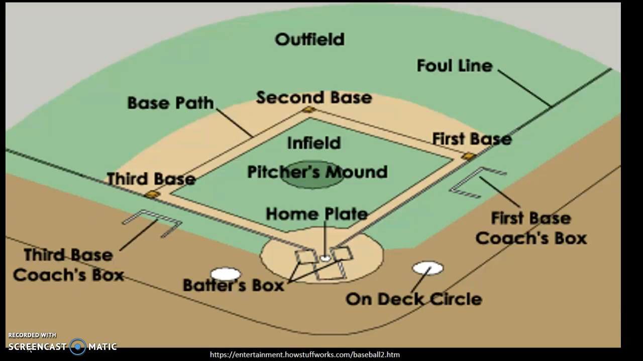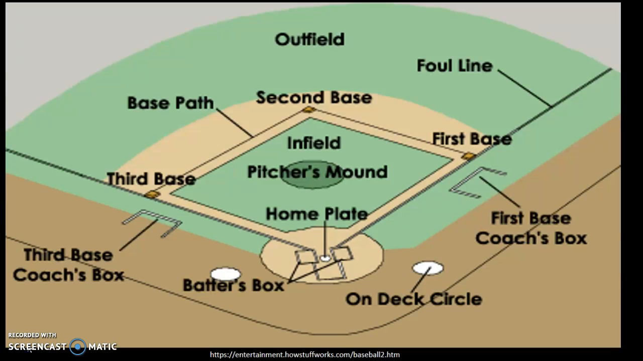As you can see on here, there are base coach boxes. The first base coach can stand in that box and the third base coach can stand in their box. The coach has to remain in this box at all times. You can also see the batter's box and an on-deck circle. Sometimes this isn't on the field, but if you're on deck, which means you're the next person up, you can stand there and take some practice swings while the girl is up to bat.